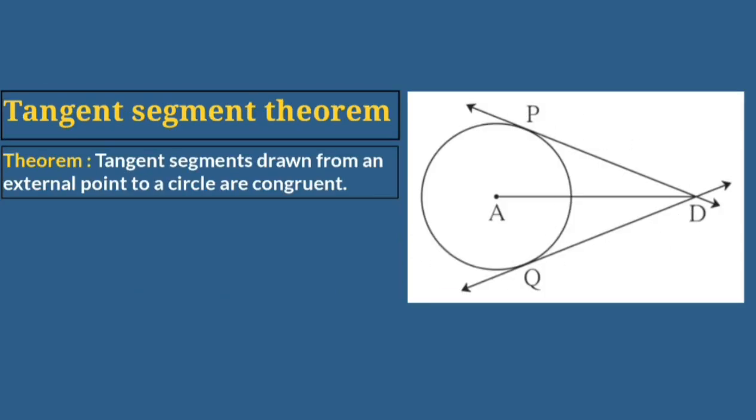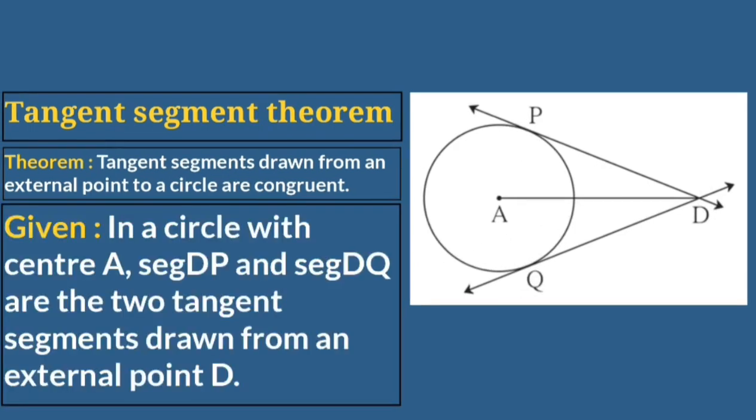Here is our diagram in which there is a circle with center A and an external point, point D, and from this point D the two tangent segments are drawn, that is segment DP and segment DQ. These two tangent segments touch the circle with center A at point P and at point Q respectively. Now, given: in a circle with center A, segment DP and segment DQ are the two tangent segments drawn from an external point D.